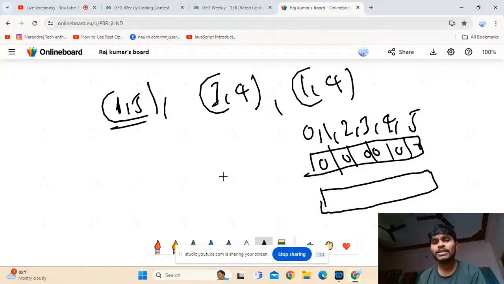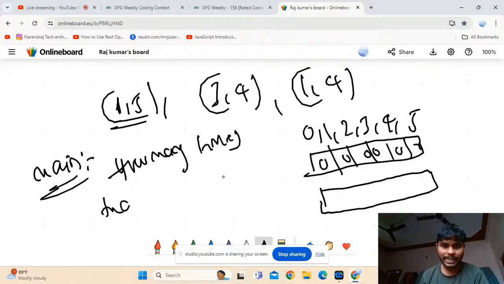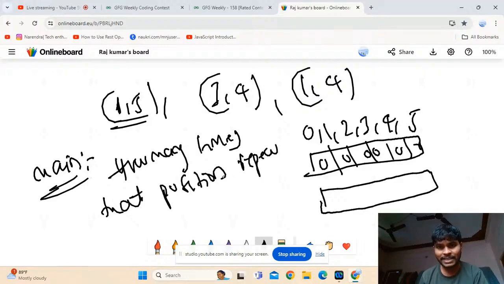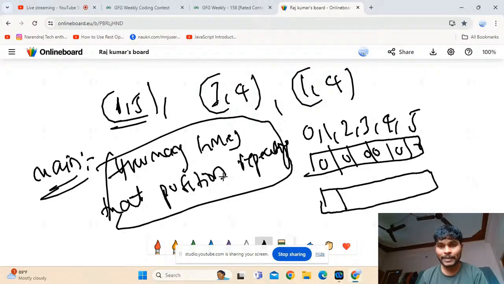Guys, the main task here is finding the frequency of each position, how many times that particular position is repeating. The main question is how many times that particular position is repeating. If you find this, then the remaining problem is easy. So the 0th position is repeating, so I am increasing this value by 1. So I have to find the frequency of that position.